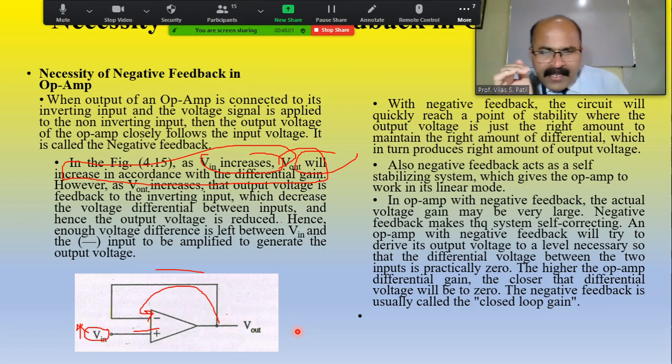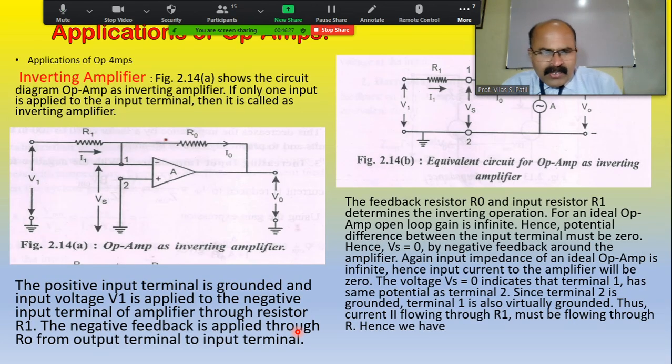Friends, here we explained the concept of the virtual ground, and I told you that the short question on the necessity of the virtual ground or the necessity of negative feedback has to be asked in the examination.